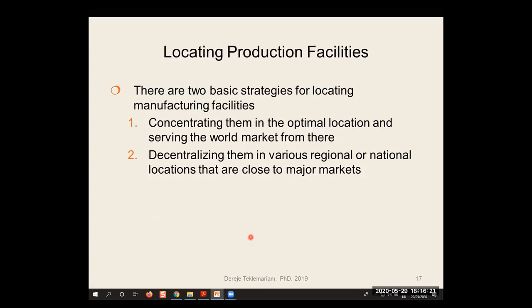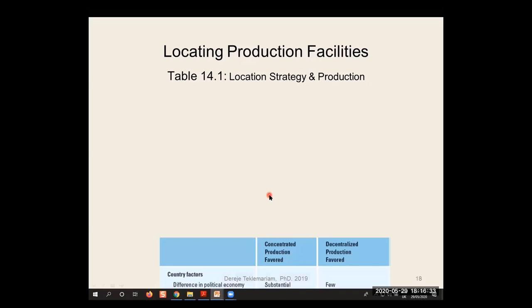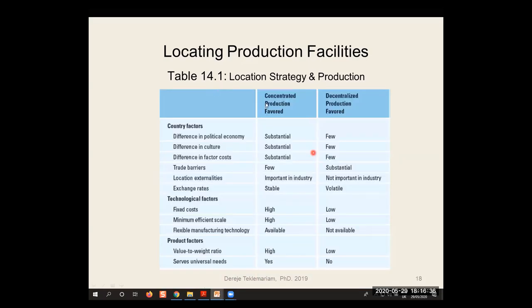Locating production facilities. Anyway, there are some important strategies for locating production facilities. One is the concentrated location and then the decentralized location. You can see this in the thesis on location strategy and production. For example, concentrated production favored and decentralized production favored. Some country-related factors are here, technology-related factors are here, product-related factors are here. So we can match these important variables. For example, differences in political economy really favor concentrated production substantially, but not that much in the case of decentralized production. Please see it that way.